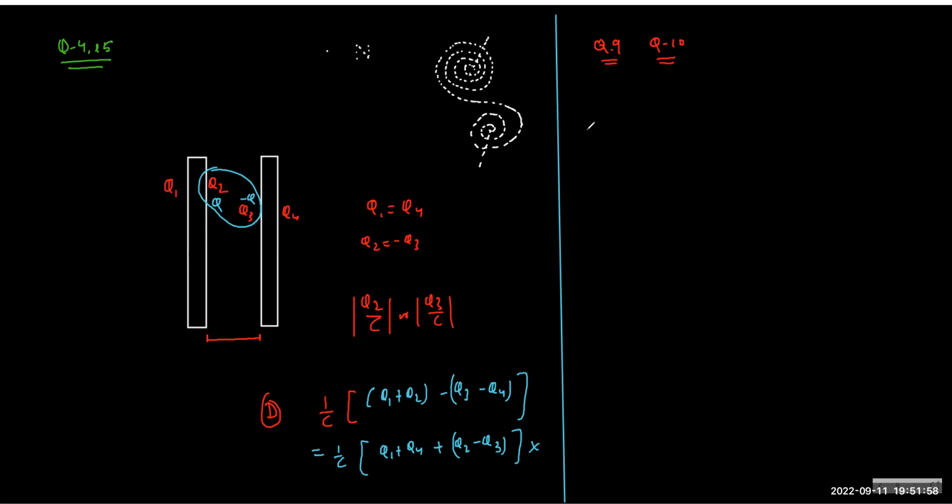Yes, sir. I got the answer. Okay, very good. So you got the answer. Sir, we have to take four different. Not four different. You have to take the top layer. Just let me show you. Yes, yes.